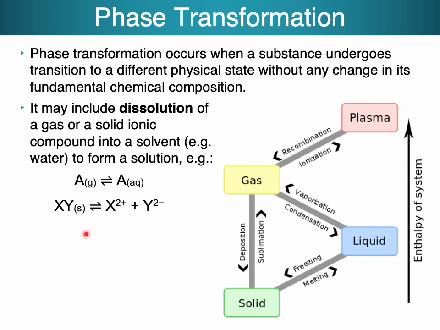Or when a chunk of ionic solid, maybe calcium carbonate, dissolves in water, or we put it into water, it may dissolve incompletely to form some X2 plus ion and Y2 minus ion, and then the product of them is also tied to the solubility product constant.